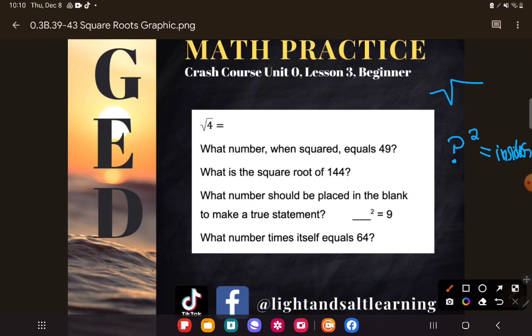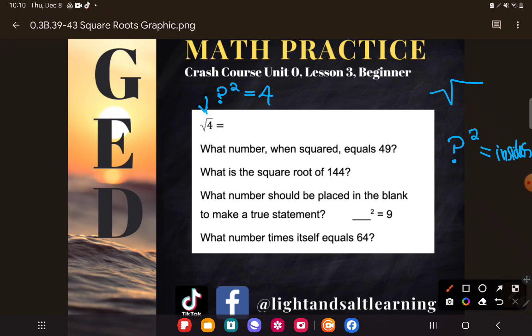First one's super easy. Square root of 4. Now, it'd be super duper nice if you just memorized your perfect squares and square roots. I love that. That's a great idea. But if you don't, no big deal. We can use this kind of language for ourselves. So when I say the square root of 4, what am I saying? I'm saying what number squared is equal to 4.